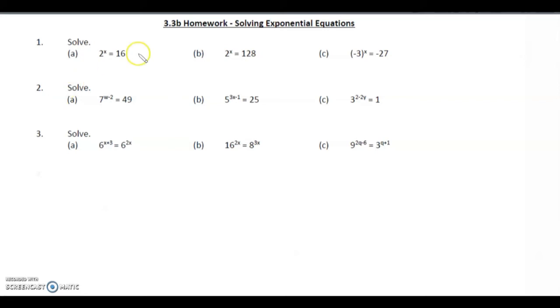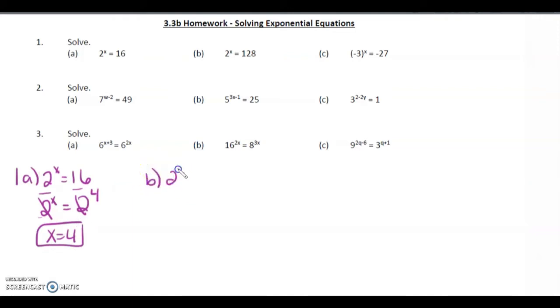Okay, homework for 3.3b, solving exponential equations. So this is like the changing base portion of it. For 1a, we have 2 to the x equals 16. We know that we want the same base here. So how can we get 16 as a base of 2? Well, 2, 4, 8, 16, it's 2 to the 4. Now that we have the same bases, you cancel out, x equals 4.